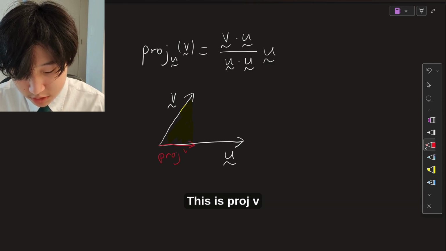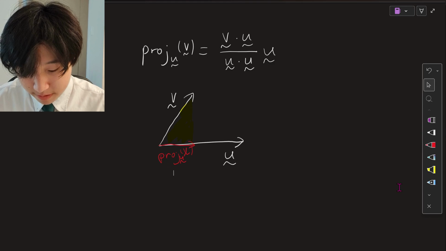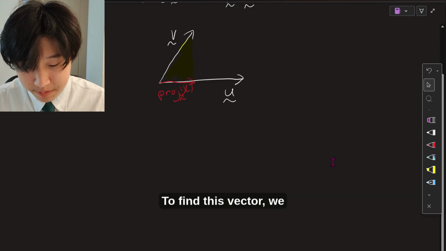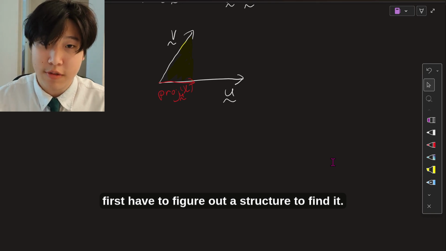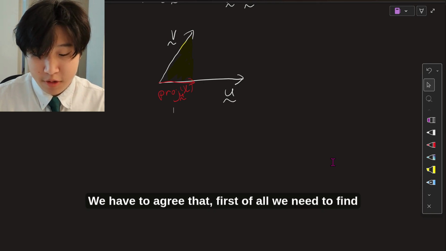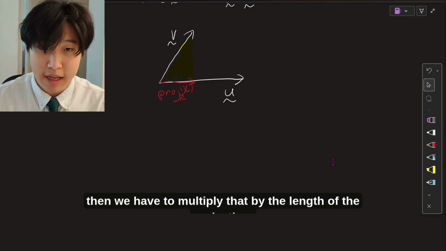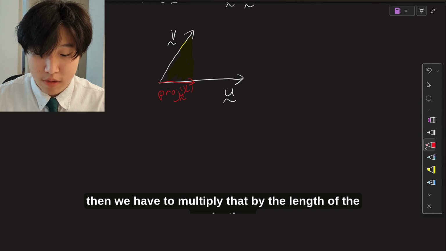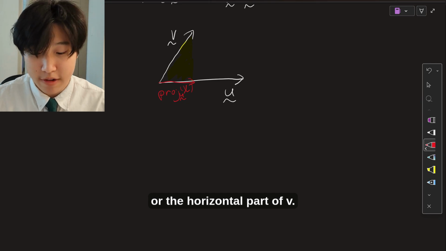This is proj v onto u. To find this vector, we first have to figure out a structure to find it. We need to find a unit vector in the direction of u, and then we have to multiply that by the length of the projection, which is equal to the x part, or the horizontal part of v.